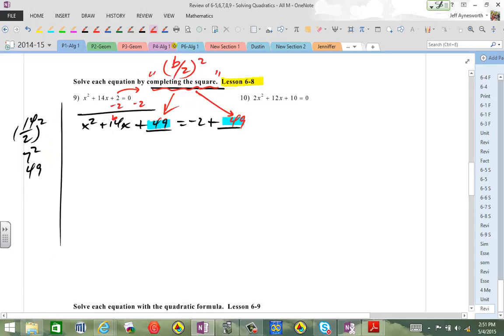So we want to factor now. Now we play the factor game again. What two numbers multiply to 49 and add to 14? And they've got to be 7 times 7. It's this number right here. So you split the middle term.